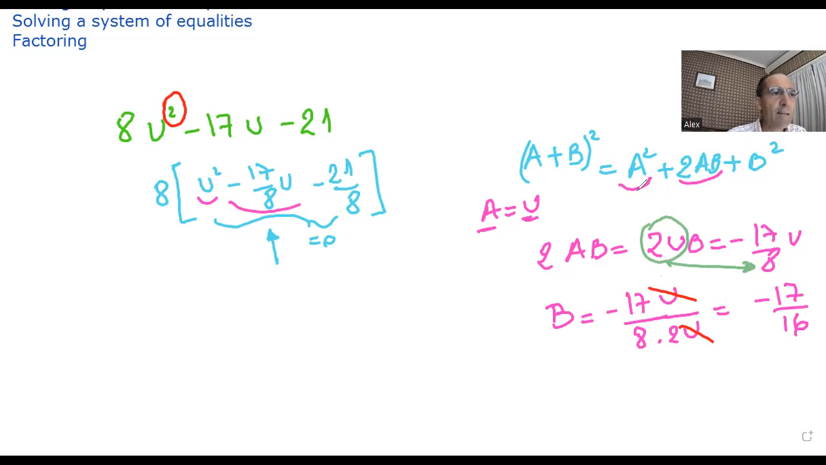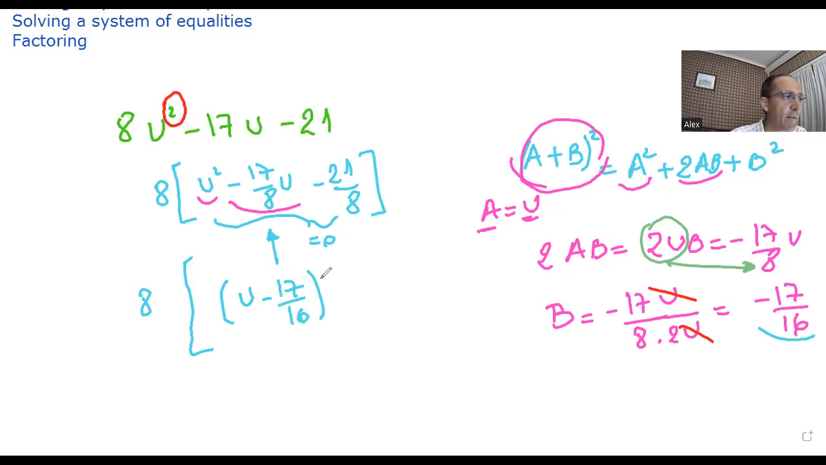So now we have a and b, and we can replace it here. We would say that this is (a plus b) squared. a is u, and b is minus 17 by 16, squared. This term that we had here, we will put it still in here because if it was previously, then it has to be now.